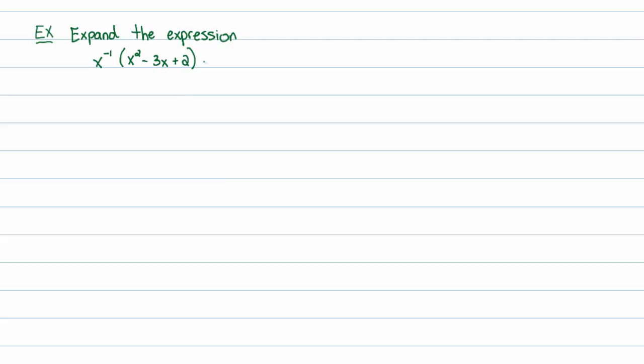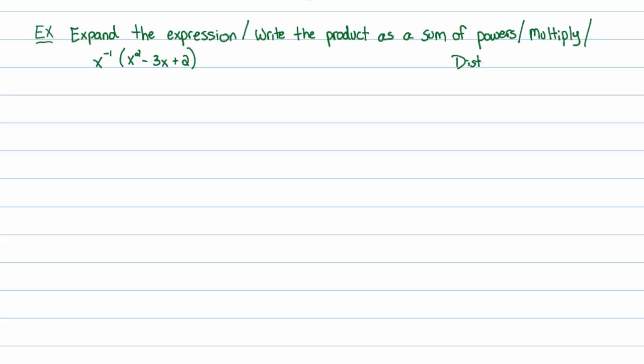We'll start with a simple example. We're going to expand this expression, and when I say expand the expression, there are a lot of different ways that could be said. Some people might say write the product as a sum of powers. Other people might just simply say multiply. There are a lot of other ways to write this out. I usually just say expand, but multiply works just as nicely. They all mean kind of the same thing. Other people, by the way, might say distribute. Distribute works as well, so maybe I'll write that in as well, distribute.